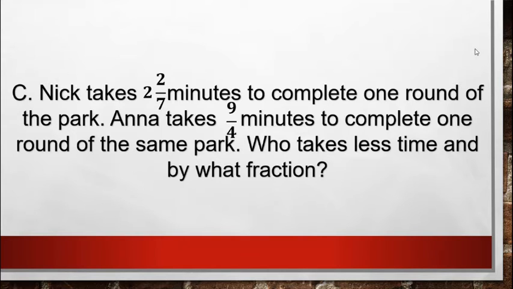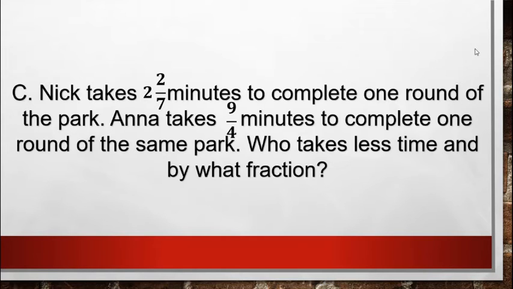So let's have our last activity, letter C. Nick takes 2 and 2/7 minutes to complete one round of the park. Anna takes 9/4 minutes to complete one round of the same park. Who takes less time and by what fraction?